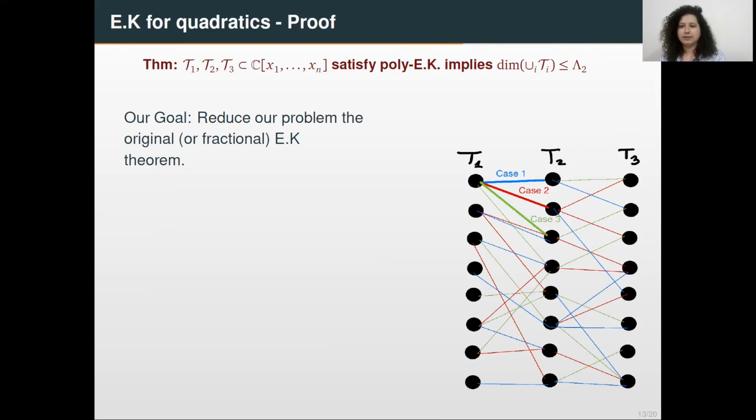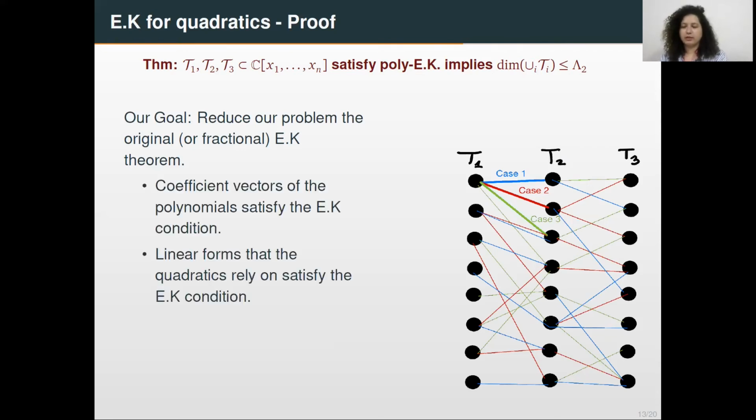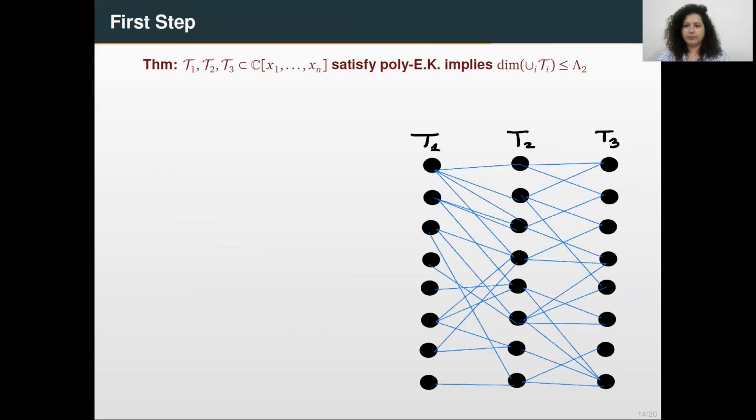So what are the colors of the edges? And we want to use each case to deduce a reduction to the original Edelstein-Kelly theorem, either for the coefficient vectors of the quadratic. Either we claim that they satisfy Edelstein-Kelly or a robust version of it, or that we prove that the linear forms that our polynomials rely on satisfy the Edelstein-Kelly condition. And this is done, as I mentioned, using case analysis and the structure theorem.